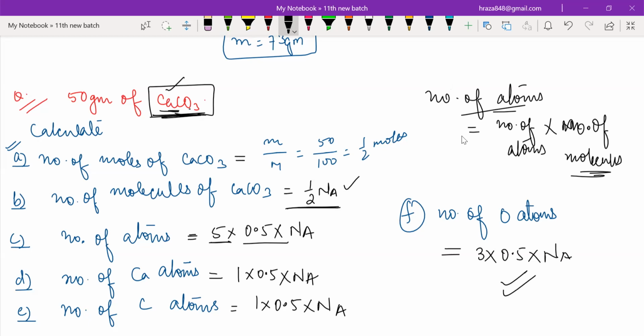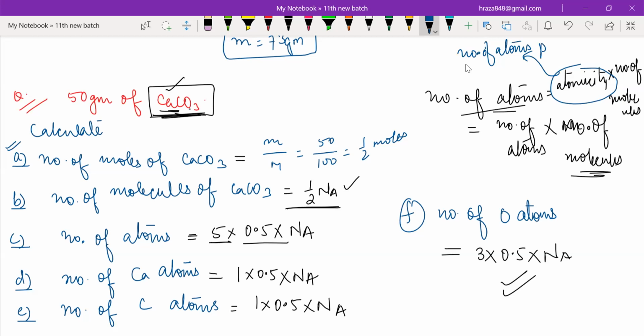So this is very important. Or we can also write like this. Number of atoms is equal to atomicity into number of molecules. Do you know what is atomicity? Arnav? Yes, sir. Atomicity is the number of atoms present. Yes, sir. Total number of atoms present.